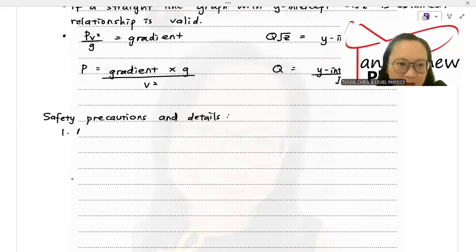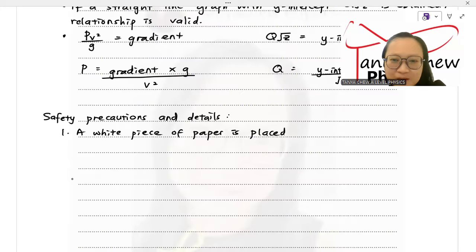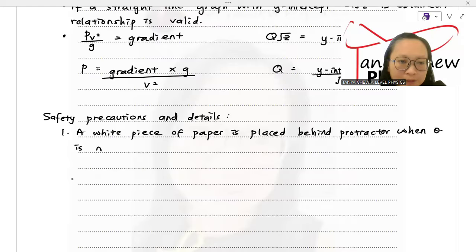So a white piece of paper is placed behind the protractor when theta is measured.